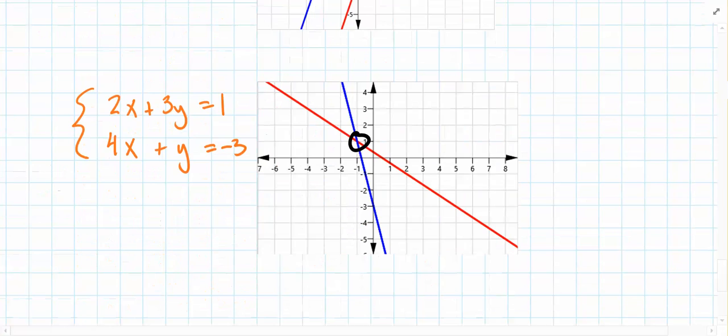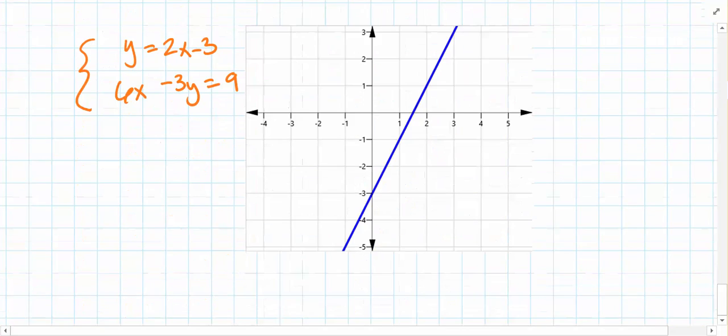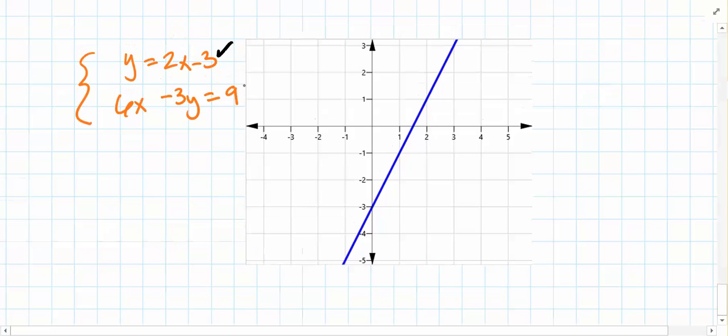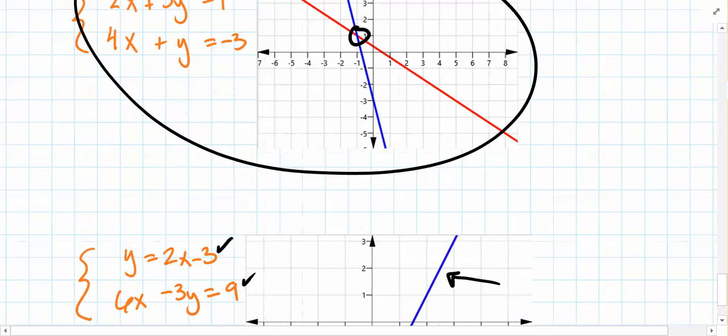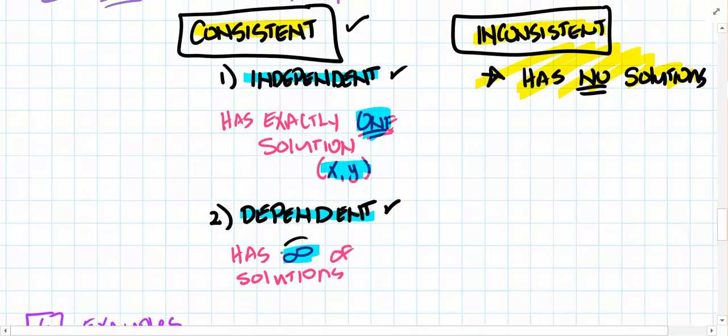Okay, now this one, check it out. I have 2 different equations, but they represent the same line. One's on top of the other. That's an infinite amount of solutions. So this is a consistent system, but it's no longer independent. It is dependent because it has an infinite amount of solutions. That's what we call it. So that'd be a consistent dependent solution. There you go.